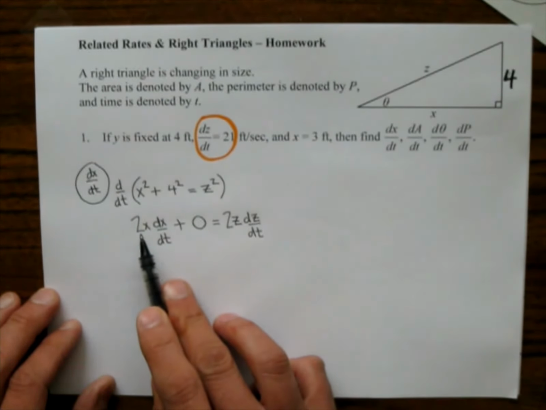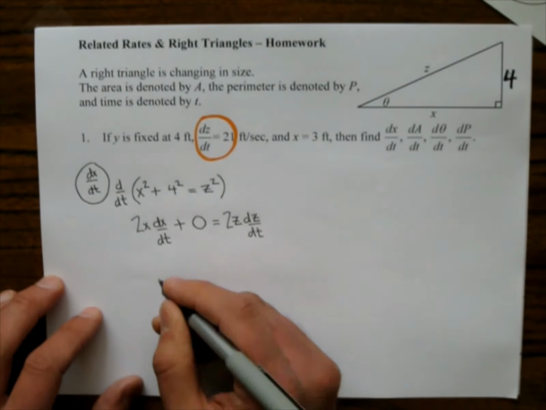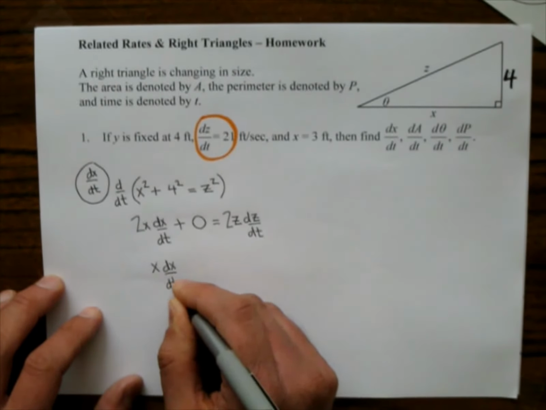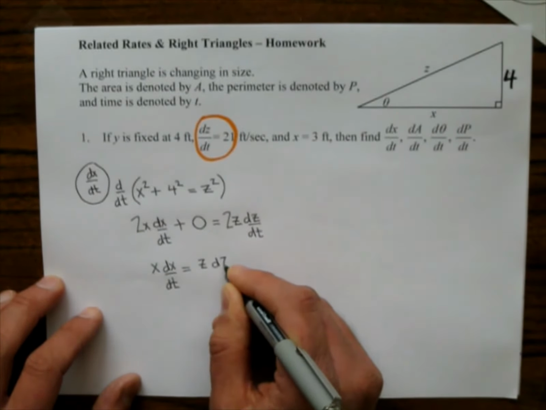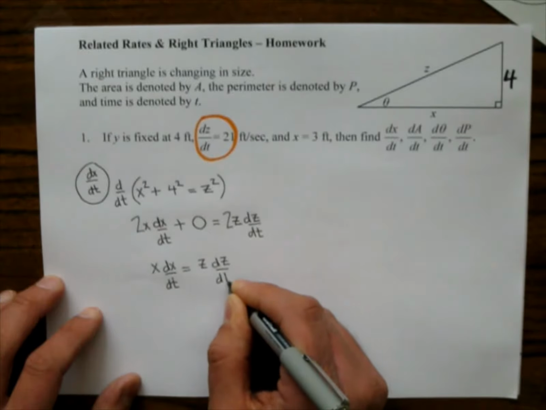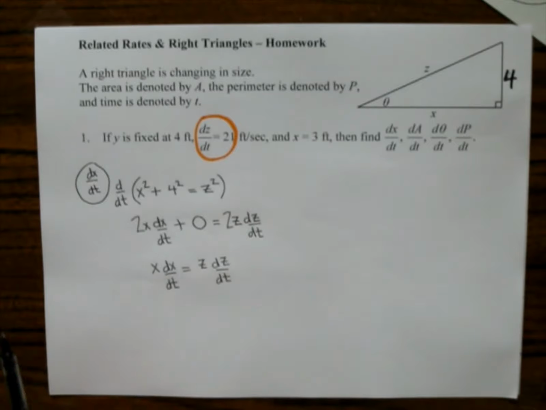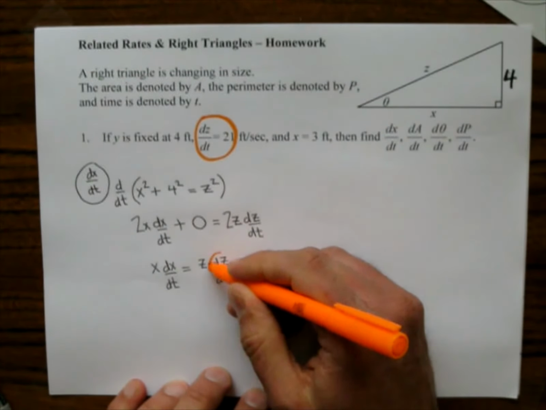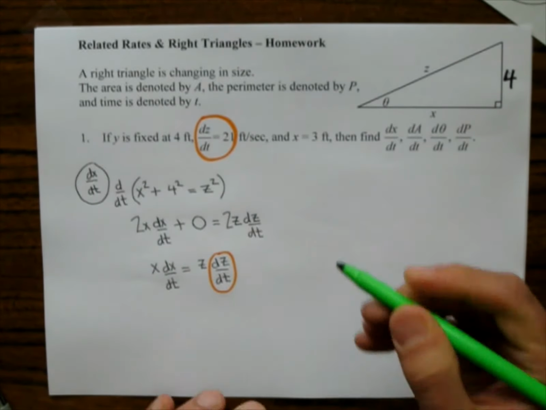Notice there's a 0 there and each term has a 2, so we'll multiply the equation by 1/2. When we do that, we end up getting x dx/dt equals z dz/dt. Okay, now I can solve for dx/dt. I'm just going to plug the values in. I have dz/dt is 21. And it says x is 3.